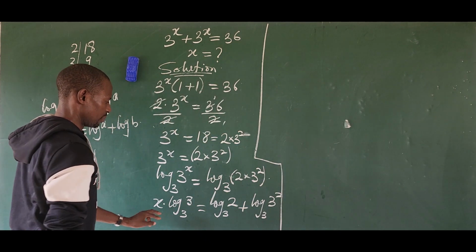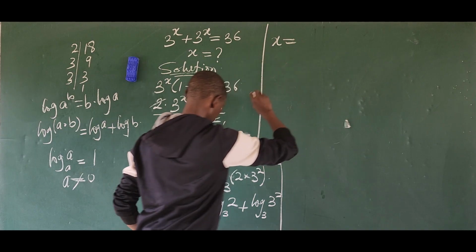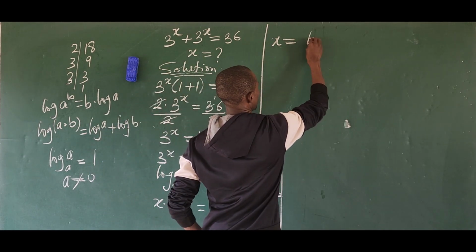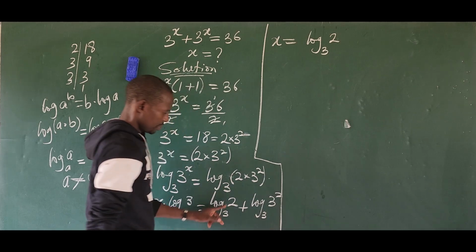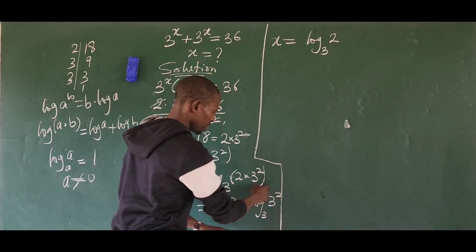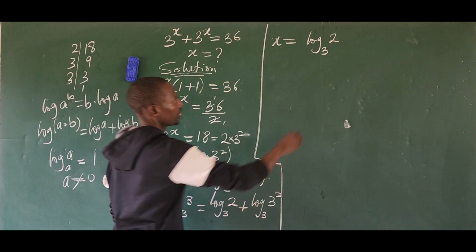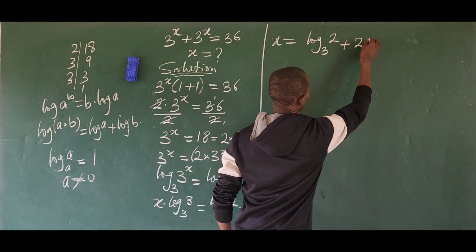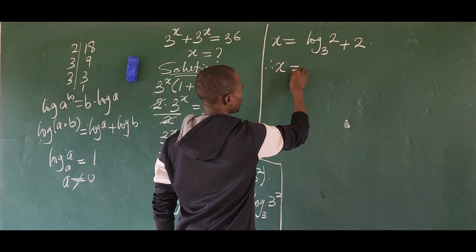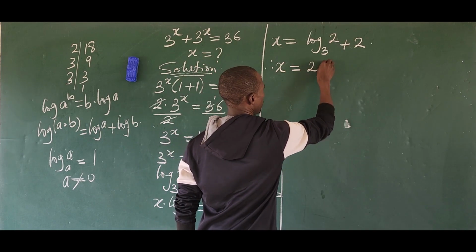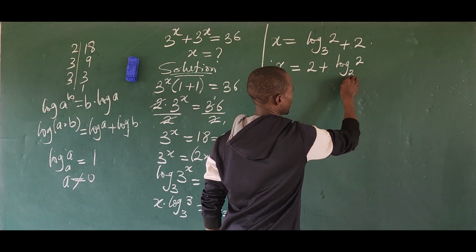So on this other side, we're going to have x times 1, which is just x. So we have x is equal to the log of 2 base 3, plus, we move these 2 back, and this gives us 1. And so 2 times 1 will give us 2. So we have here plus 2. Therefore, we now have x is equal to 2 plus the log of 2 base 3.